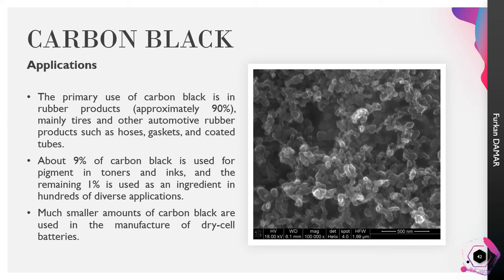The applications. The primary use of carbon black is in rubber products, approximately 90%, mainly tires and other automotive rubber products such as hoses, gaskets, and coated tubes. About 9% of carbon black is used for pigment in toners and inks, and the remaining 1% is used as an ingredient in hundreds of diverse applications. Much smaller amounts of carbon black are used in the manufacture of dry cell batteries.